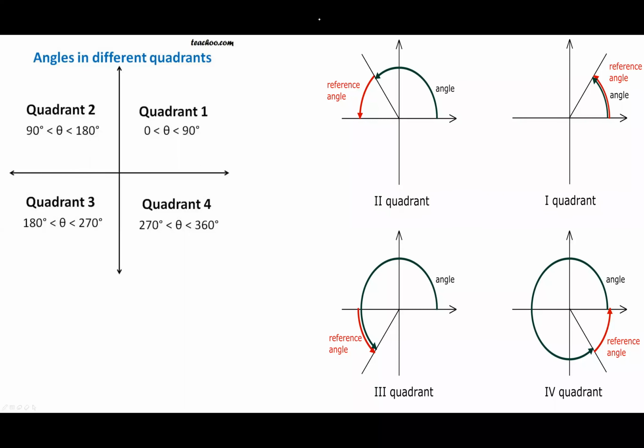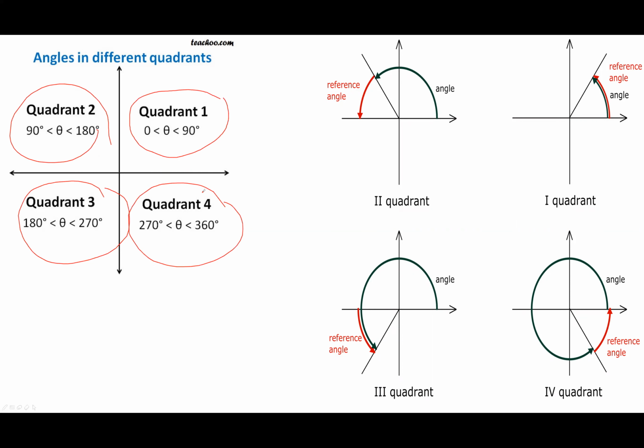Now we have four quadrants. In the first quadrant, theta must be greater than 0 and less than 90. In the second quadrant, theta is greater than 90 and less than 180 degrees. In the third quadrant, the angle must be greater than 180 and less than 270. And in the fourth quadrant, this is the angle.